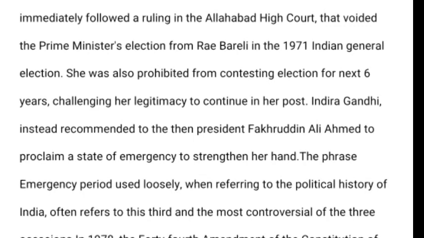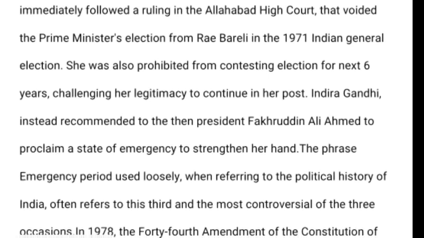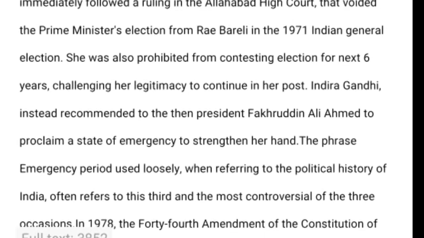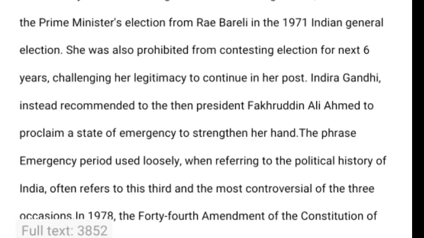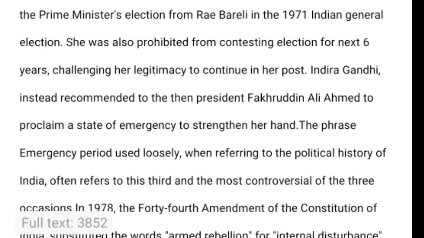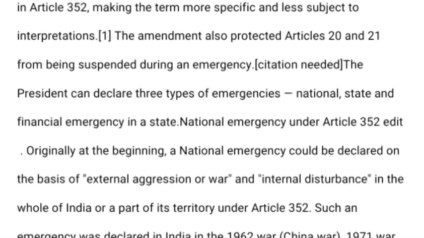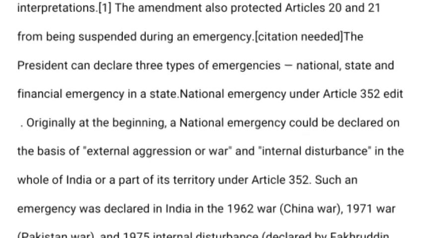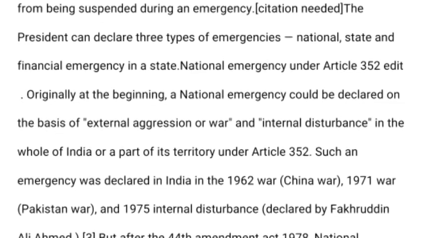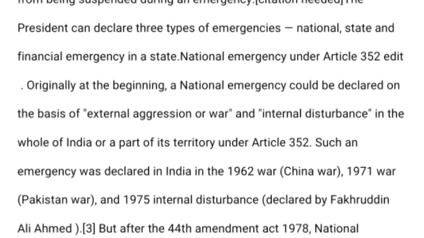In 1978, the 44th Amendment of the Constitution of India substituted the words armed rebellion for internal disturbance in Article 352, making the term more specific and less subject to interpretations. The amendment also protected Articles 20 and 21 from being suspended during an emergency. The President can declare 3 types of emergencies: national, state, and financial emergency in a state.